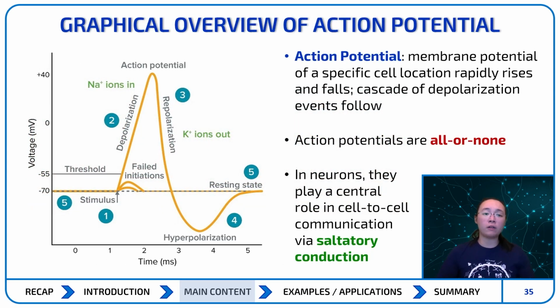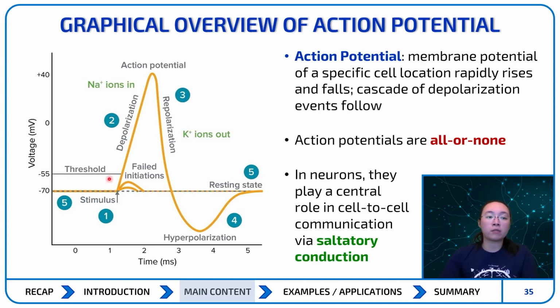So this summarizes all of it in a graph, which is much better. First, we want to define what an action potential is. An action potential is a membrane potential of a specific cell location, and it rapidly rises and falls. As it rises and falls, a cascade of depolarization events follow that action potential, so a signal gets passed on. What's very important to know is that action potentials are all or none. That means it either happens or it doesn't. You don't get a weak signal and you don't get a strong signal. You just get one steady signal.